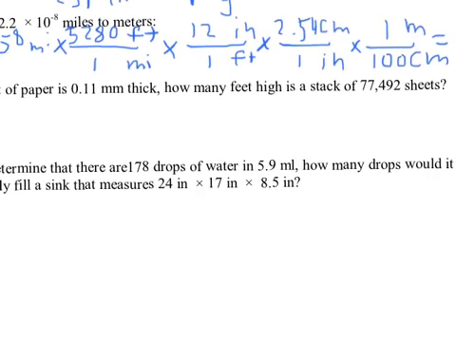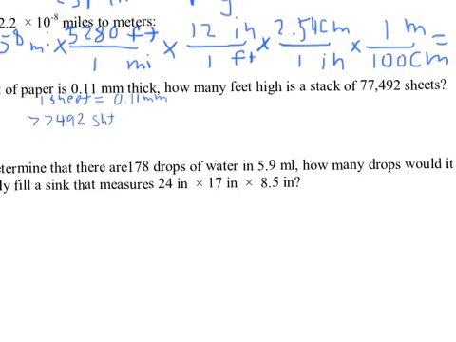I want to start off by saying what I was told is one sheet of paper is this many millimeters thick. That's a conversion factor. So basically my conversion factor is one sheet equals 0.11 millimeters. That's a conversion factor. You never start with a conversion factor. You start with a measurement. Here's my measurement. So I'm going to start off by saying 77492 sheets.